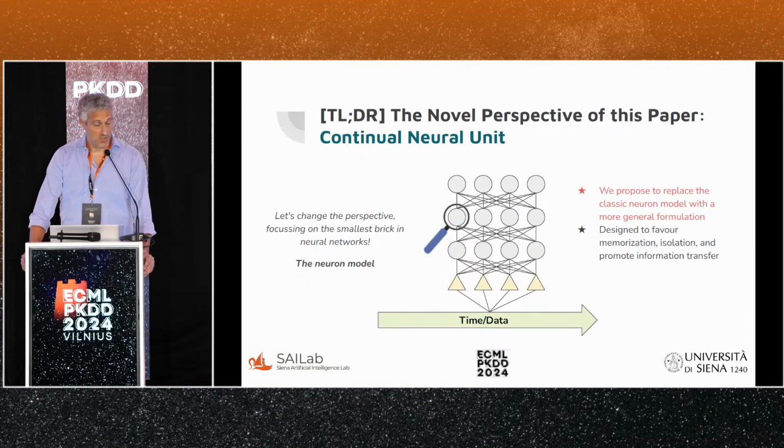What I'm going to talk about today is basically a different perspective, I would say, with respect to most of the papers out there. We're really considering the role of each single neuron in the neural network. And we're basically proposing to replace the classic neuron model with something that is more general. It's a generalization of it, so not something completely different, that's specifically designed to favor memorization, isolation, and promote information transfer. So you see in this picture, there is also time and data that is provided over time. It's the usual setting of learning over time.